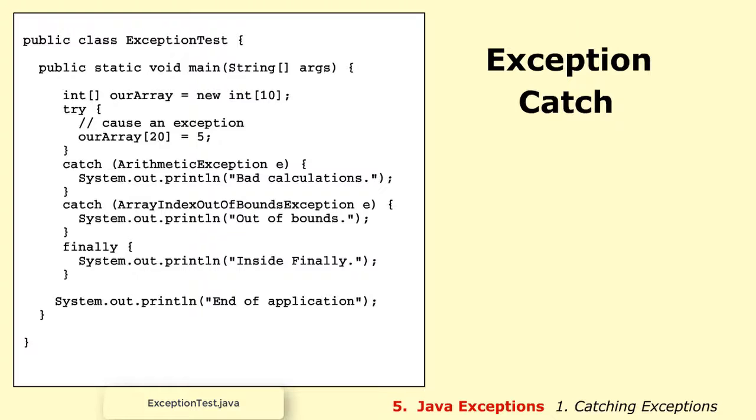Let's follow the path of execution. Here we declare our array of integers with 10 elements. Inside the try block, we attempt to access an element that's out of bounds. An exception is thrown. It's not an arithmetic exception, so we ignore this block. It is an array out of bounds exception, so this catch block is executed. There is a finally block, so the finally block is also executed. And the execution falls through to the last statement.